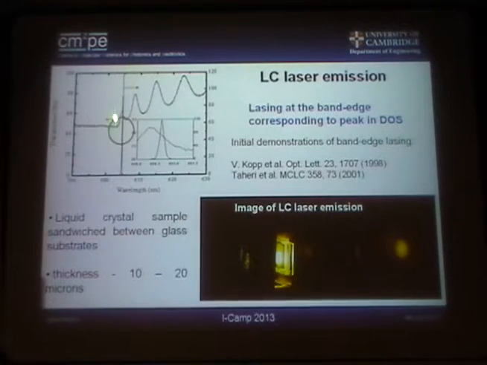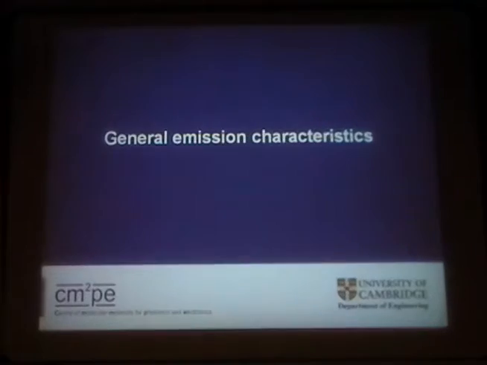So once we do pump, here's lasing at the band edge. You can see when you zoom in, it's not quite at the band edge. That's just because for finite thickness devices, they don't actually line up with the peak in the transmission spectra. The peak in the density of states is just offset from that. But as you go to thicker samples, the two become co-located. The initial demonstrations of lasing at the band edge in cholesterics were reported some years ago, but in terms of understanding it as this density of photon states corresponding to the band edge, the work that kick-started this was by Kopp, Taheri et al. in the late 90s, early 2000s.